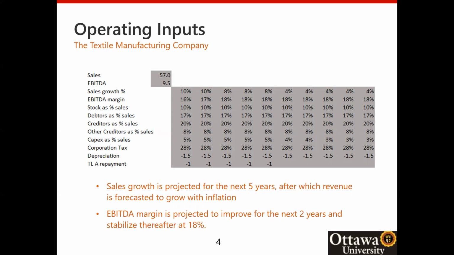Looking at the table, you can see that sales growth is projected as 10% for the first 2 years, and then 8% for the following 3 years. After that, revenue growth is forecast aligned with the market inflation of 4%. EBITDA margin is projected to improve in the first 2 years from 16% to 17%, and then stabilize thereafter at 18%.